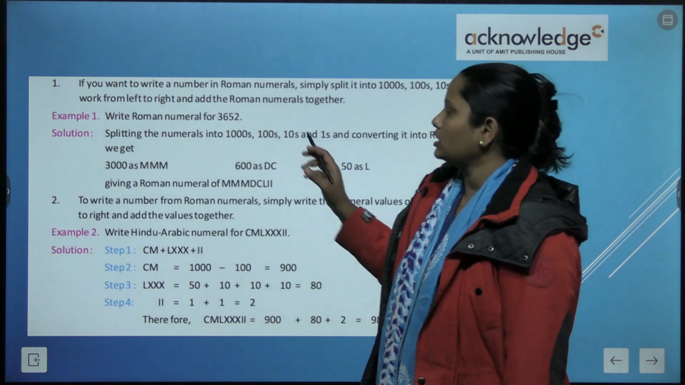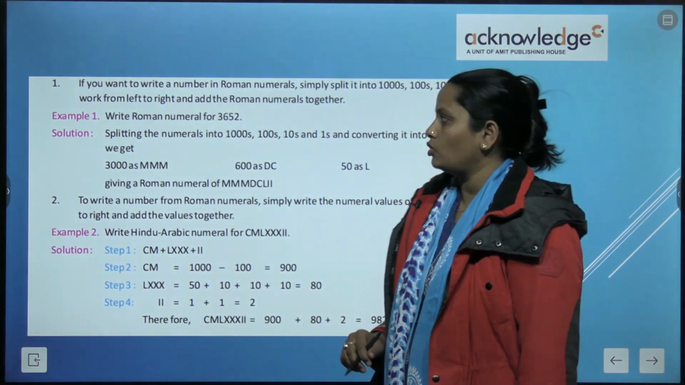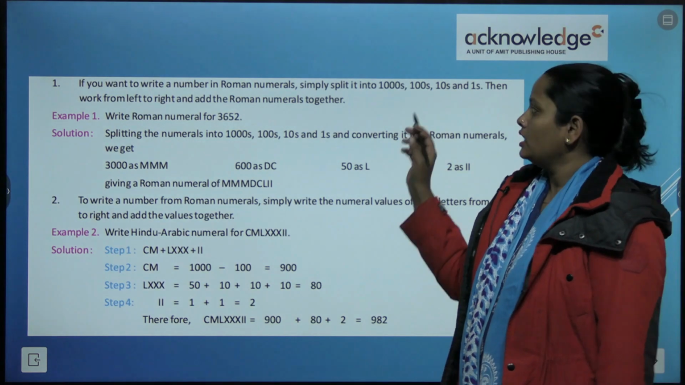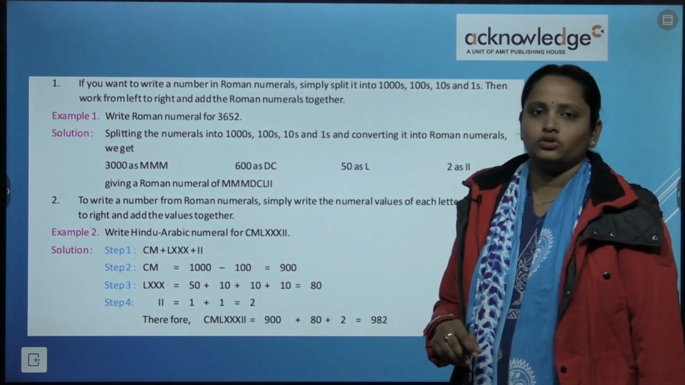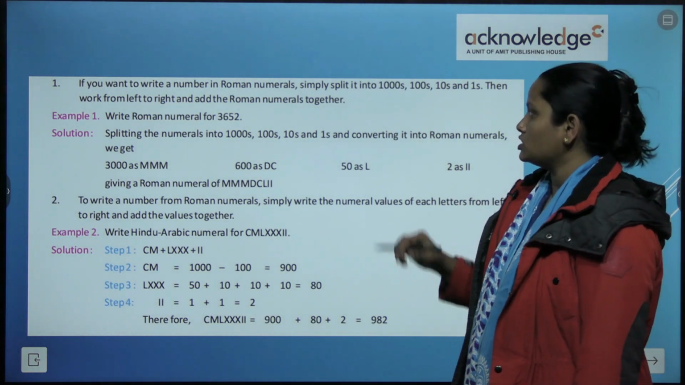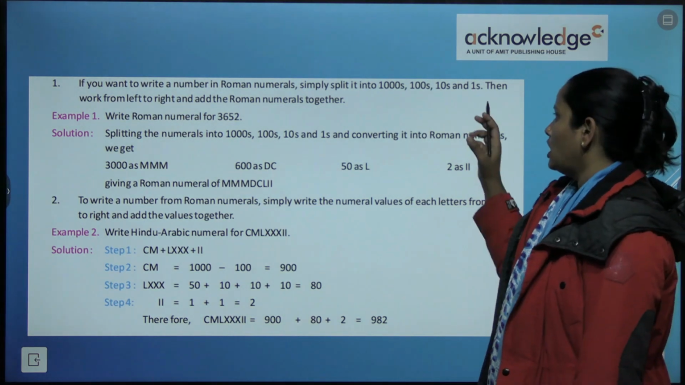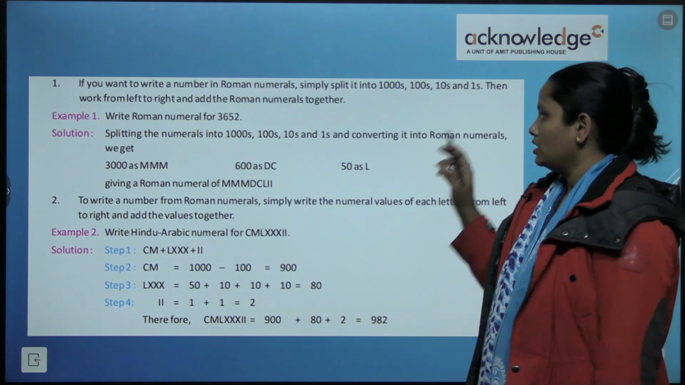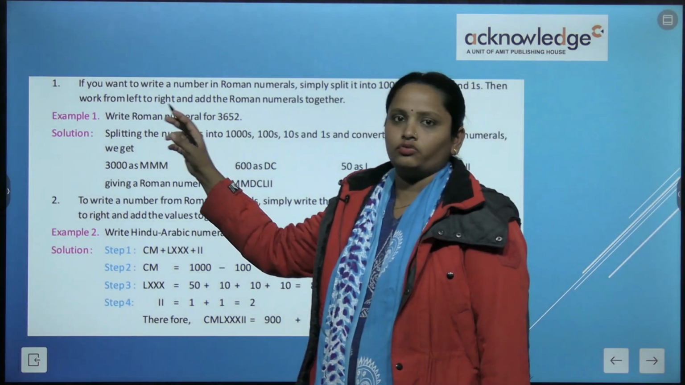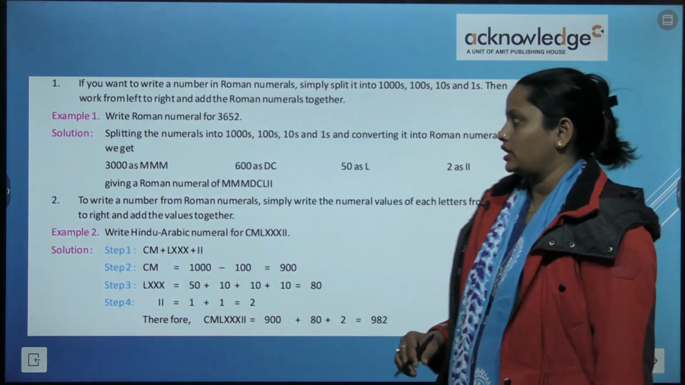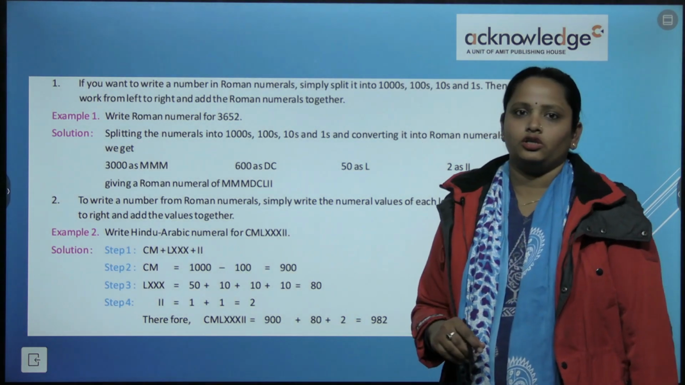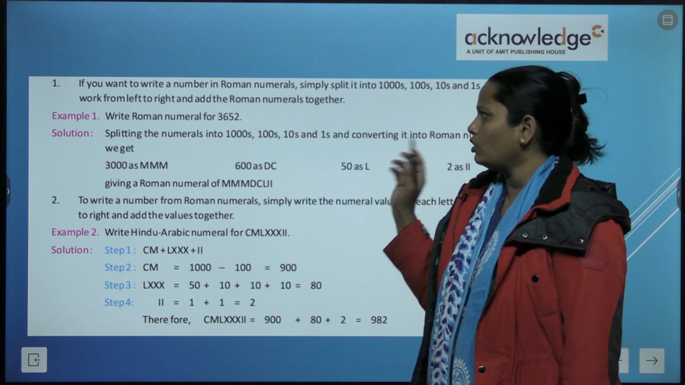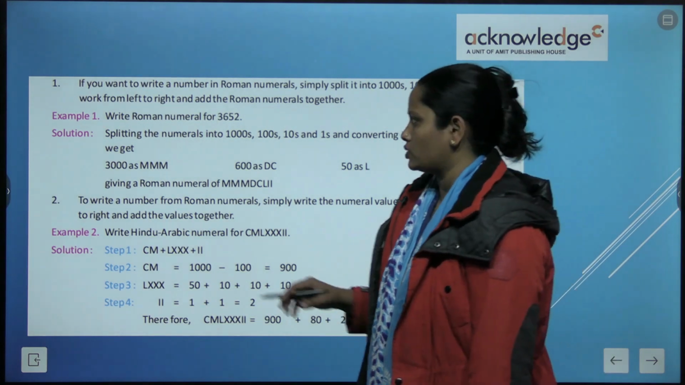Now, if you want to write a number in Roman numerals, simply split it into thousands, hundreds, tens, or ones. Then work from left to right and add the Roman numerals.